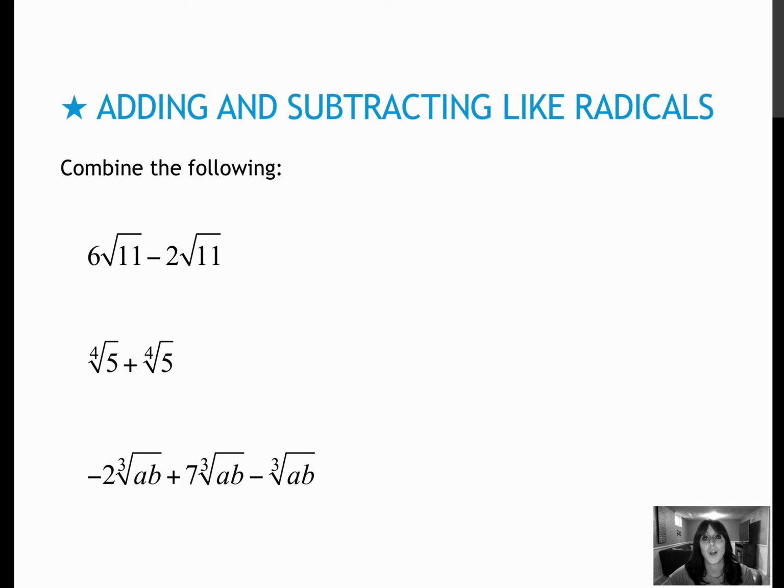Try these questions on your own, then press play to see how you did. For the first, I do have the same radicand and the same index, so I can take 6 minus 2 to get 4, radical 11.